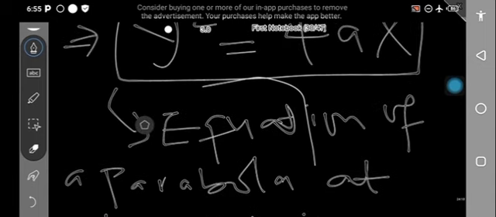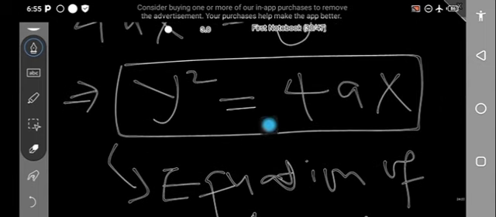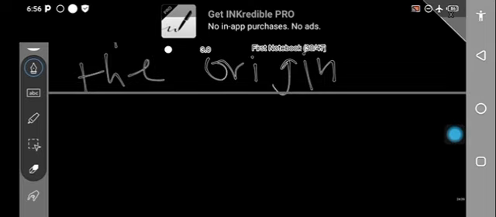So this equation, y squared equals 4ax, is the equation of a parabola that has its vertex at the origin. Please take note of that. This works for any parabola that has its vertex at the origin. So we have been able to derive the equation of a parabola now.